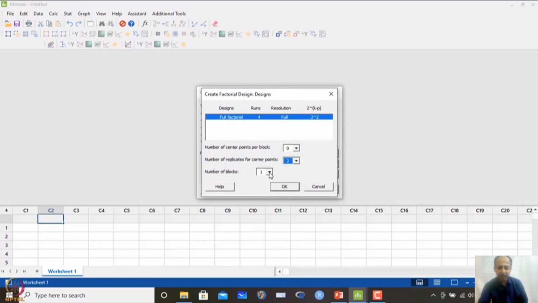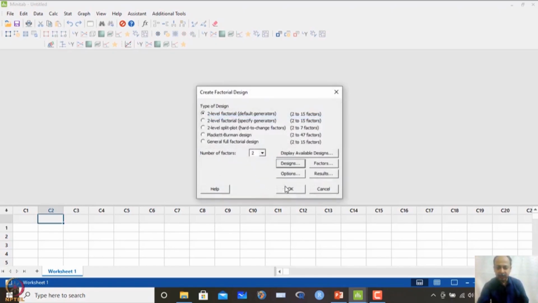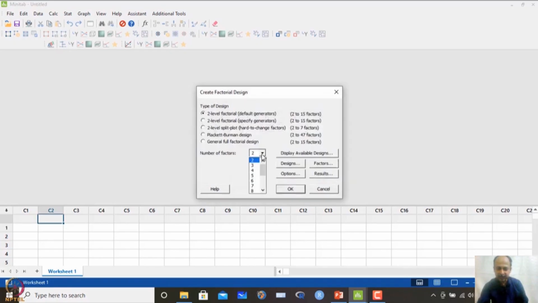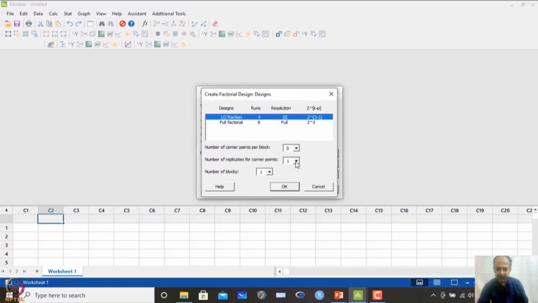value of number of blocks is taken over here. We will discuss blocking just after this one. So we are assuming that this is 1, and by default we will treat this as 1. I click OK, and then factors. Sorry, the number of factors is 3 over here, and the number of replicates is 2.